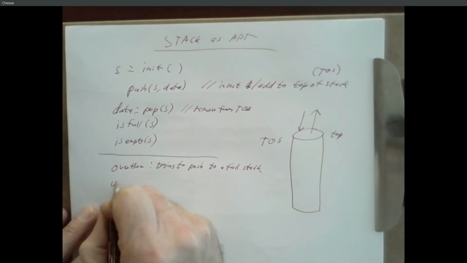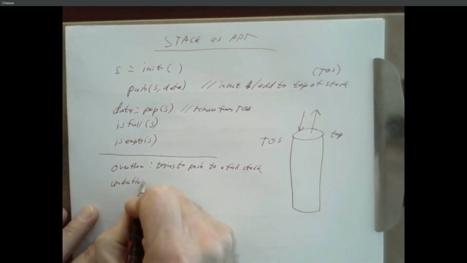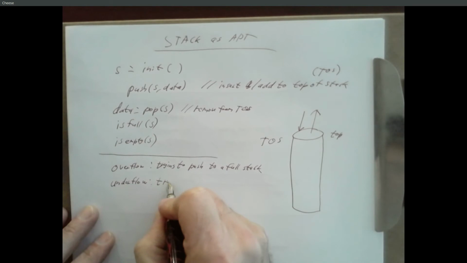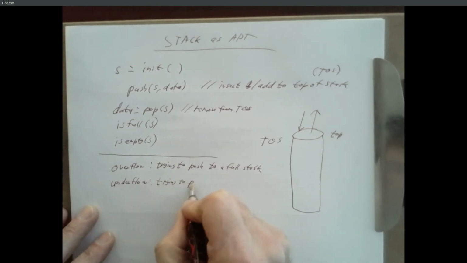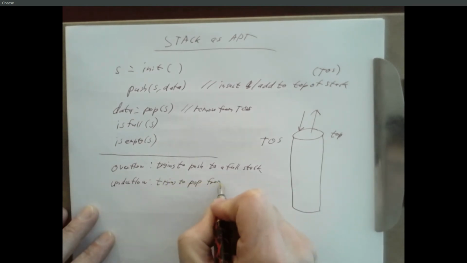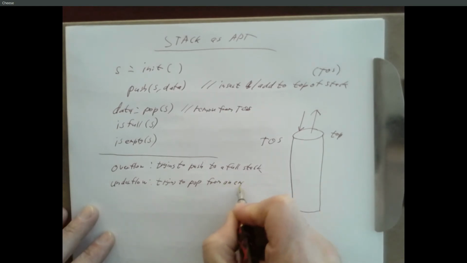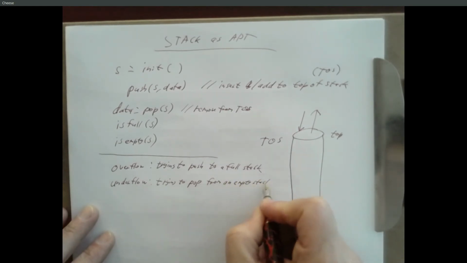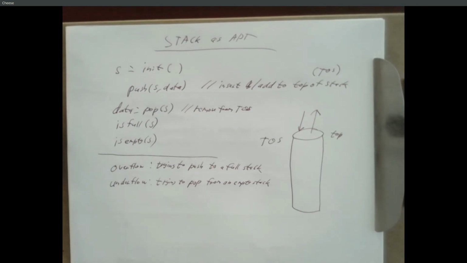The flip side is underflow, which is trying to pop from an empty stack. So again, in Engineering 270, there's the stack pointer register, and it has 2 bits in it associated with overflow and underflow. Those can get set if you do a pop or a push when it's empty or full, respectively.